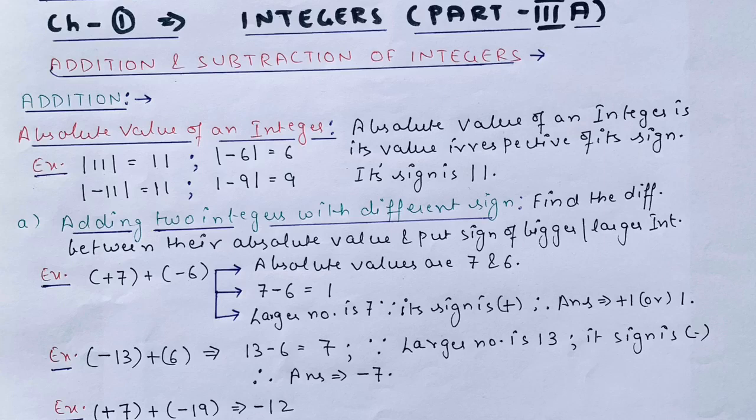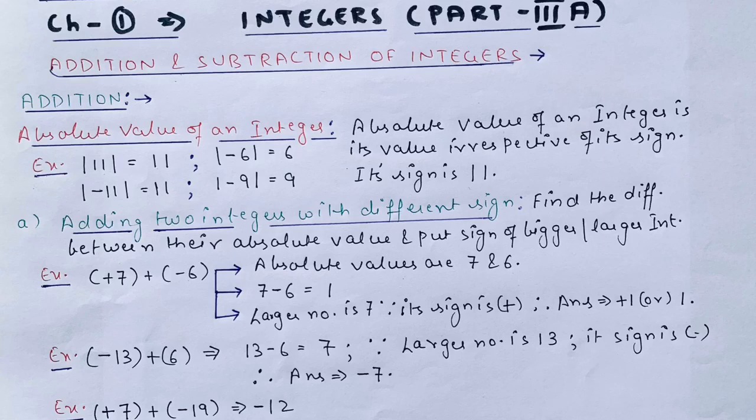Second example, minus 13 plus 6. Both the absolute values are 13 and 6. You will subtract the smaller one from the larger one, 13 minus 6, so 7 is the answer. Now, which one was the bigger integer? 13 is the biggest integer, so you have to put the sign which is in front of 13. So your answer will be minus 7.